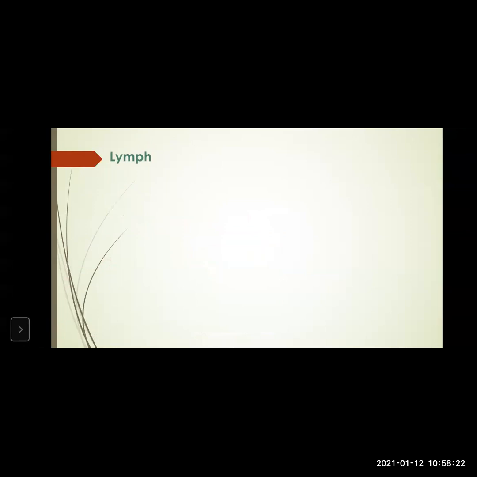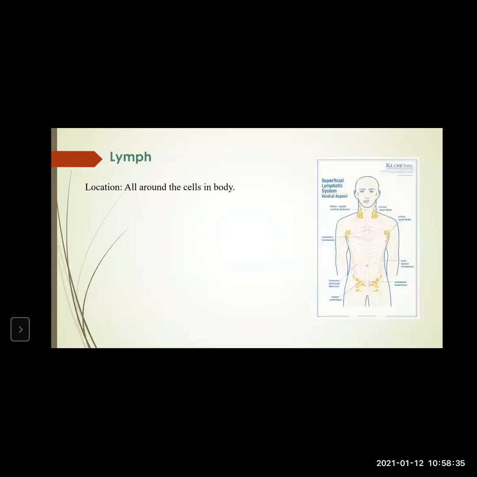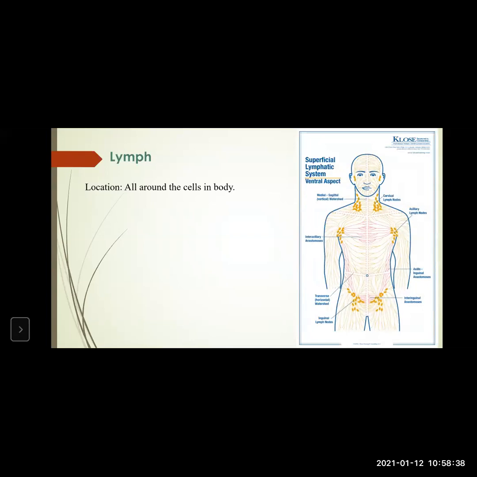Next connective tissue is lymph. Where is it present? It is present around all the cells of the body. This is also composed of a closed circulatory system where you can see these yellow bodies.